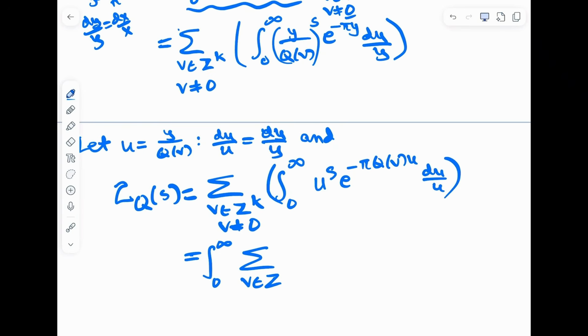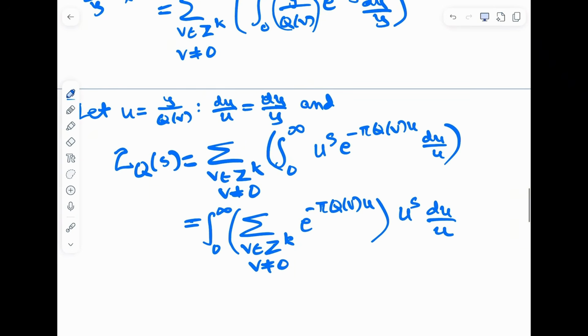And so now we're summing on the inside a sum over non-zero elements of the standard lattice. In this sum, it's a sum over v. The u to the s doesn't even depend on that. It's just e to the minus pi q(v)u. So v is a vector, u is a real variable that's positive. Okay? So we just swap the order of sum and integral. That can be justified. And then we have this. Now the thing on the inside is nearly the theta function.